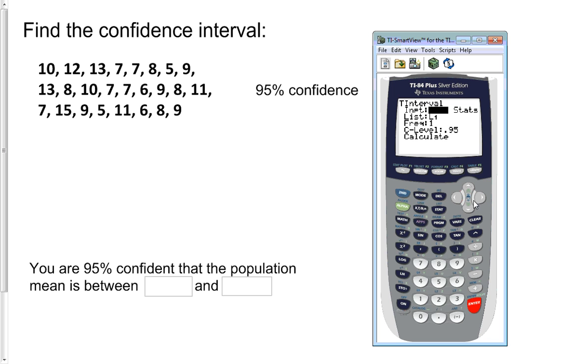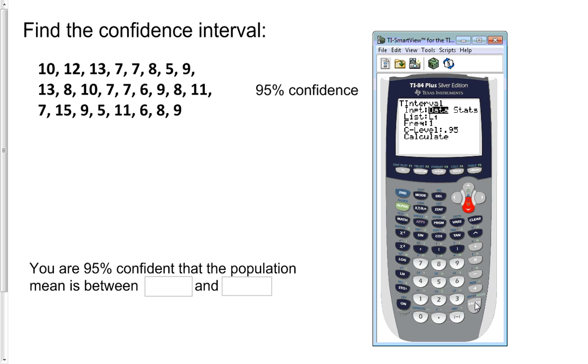Select data. Under list, it should default to L1. If it doesn't, you can change it to one of the other lists. But we have L1 as our list. Frequency should always be left as 1, because we're not trying to double the list or anything like that. And then we set our confidence level. Let's say it's 95%, so we would set it at 0.95. And go down to calculate.